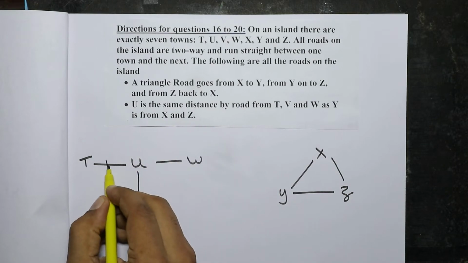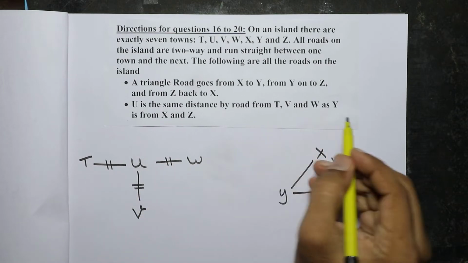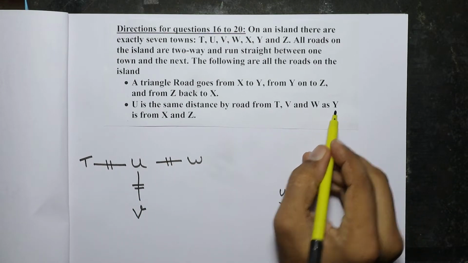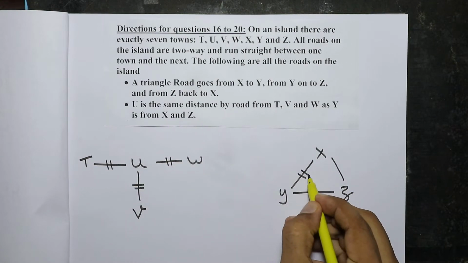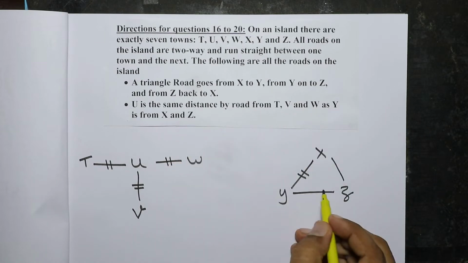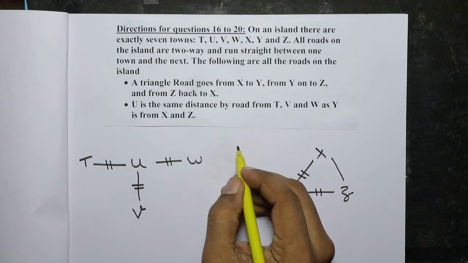So I'll just mark it like this. These are the equal distances. All these distances are equal. And that is the same as the distance from Y to X and Z. So Y to X and Y to Z, that is the same. Now we have got all the information. Let's start now.